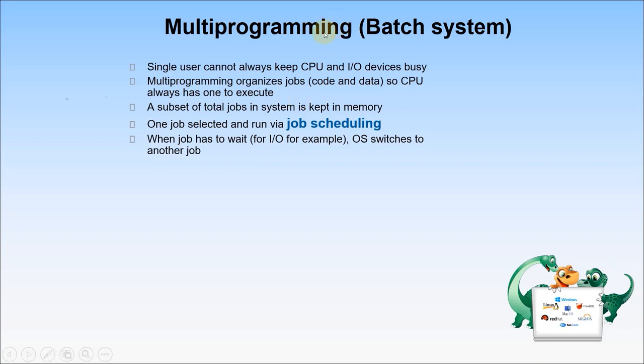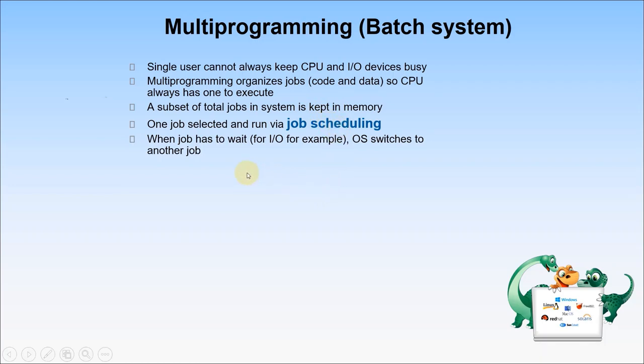In multiprogramming, single users cannot always keep CPU and I/O devices busy. So multiprogramming organizes jobs, code and data so the CPU always has one to execute. In CPU scheduling, we have to keep the CPU as busy as possible. A subset of the total jobs in the system is kept in the memory. Memory is one of the resources. When you execute a program, we call it a job, and a job needs a resource like memory. So one job is selected and run via CPU scheduling or job scheduling, also known as process scheduling.